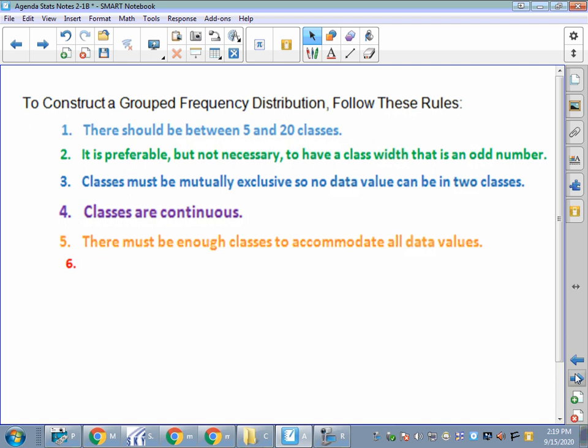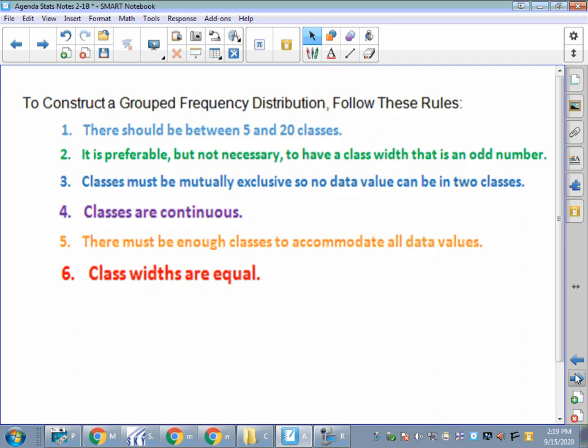And last but not least, class widths must be equal. There is no option. You can't just change things up. Just like on a y-axis for a graph, you can't start counting by 2s and then switch to 3s later. You have to have everything equal.